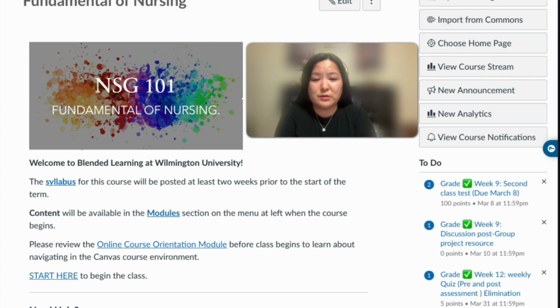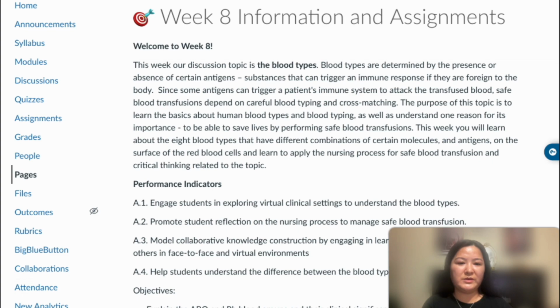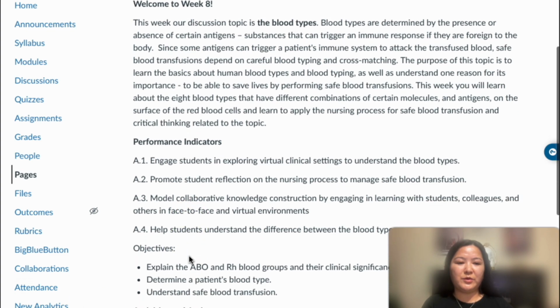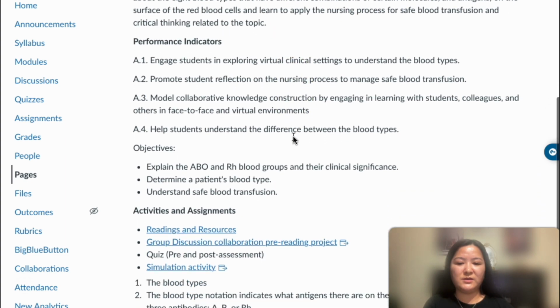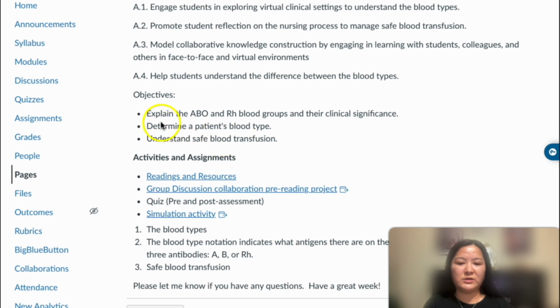Today we are going to take a look at blood type. This is the week 8 information and assignment. The purpose of this topic is to learn the basics about human blood types and blood typing, as well as understanding one reason for its importance, to be able to save lives by performing safe blood transfusions. At the end of this class, you will be able to explain the ABO and RH blood groups and their clinical significance, determine a patient blood type, and understand safe blood transfusion.